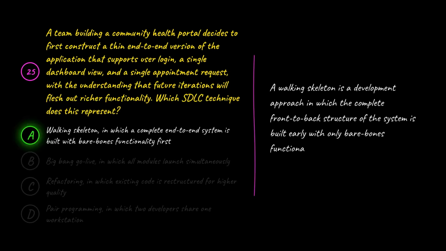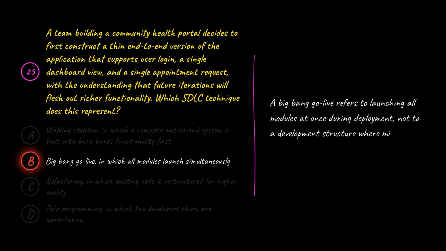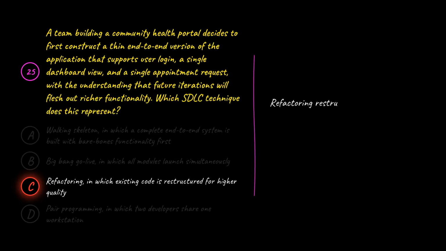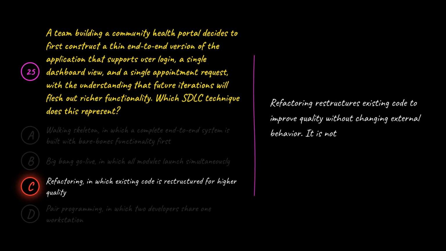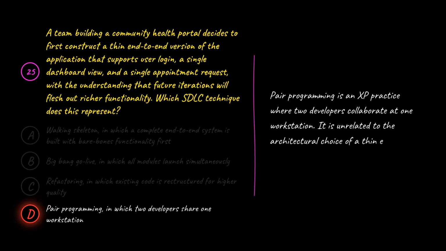A thin end-to-end portal with login and a single workflow is a textbook example. B is wrong because Big Bang Go Live refers to launching all modules at once during deployment, not to a development structure where minimal end-to-end functionality is built first. C is wrong because refactoring restructures existing code to improve quality without changing external behavior. It is not the technique used to scaffold a new system. D is wrong because pair programming is an XP practice where two developers collaborate at one workstation. It is unrelated to the architectural choice of a thin end-to-end build.